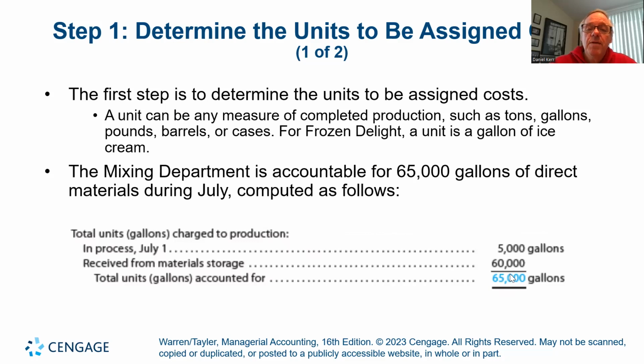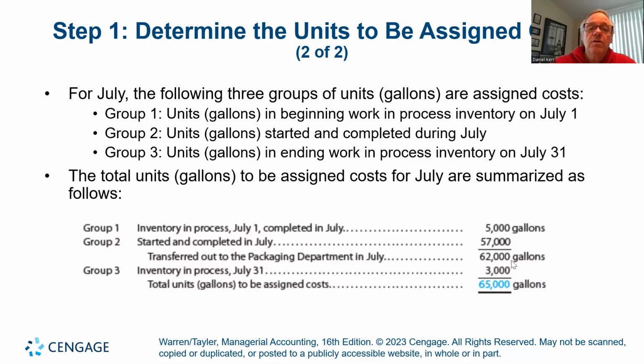65,000 gallons is the total amount of gallons. We allocate that into 3 groups: the beginning inventory, which was the stuff that was on hand at the beginning of the period; the stuff that was started and completed, which is 57,000. By the way, if you ever get the amount that's been transferred out and you need to figure out the amount that was started and completed during the month, just take the amount that was transferred out and subtract out the beginning inventory. So we've got to allocate these costs amongst these 65,000 gallons.